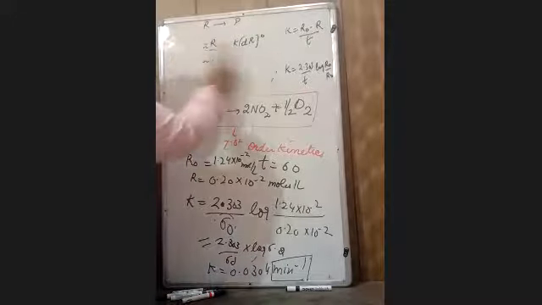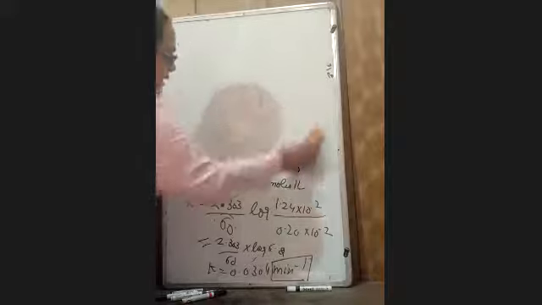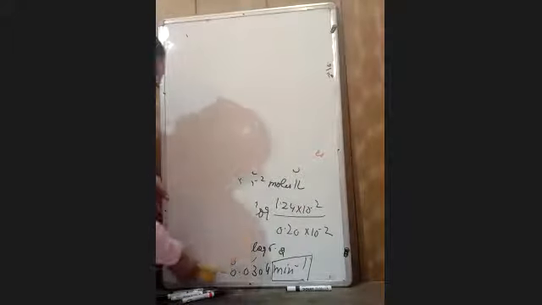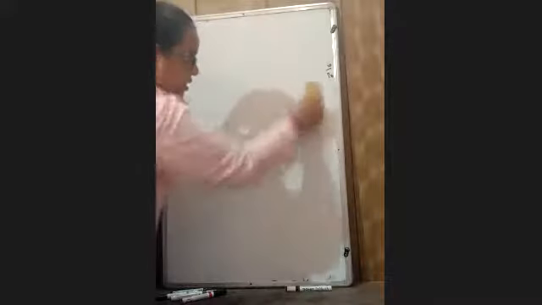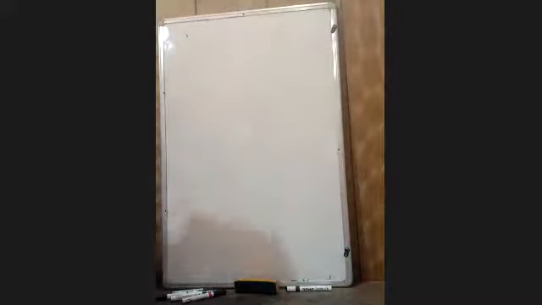My dear students, in today's class, we have discussed the integrated rate equations for zero order and first order kinetics. Fine. For zero order, k is equal to R naught minus R over t. For first order, k is equal to 2.303 over t log initial concentration over final concentration. Okay. Now, till now, is there any doubt? Please let me know.